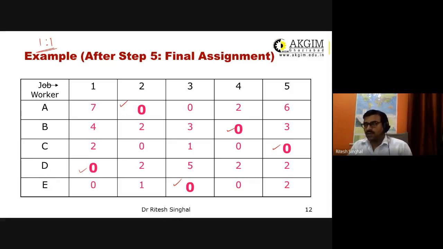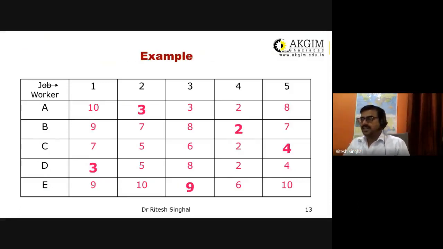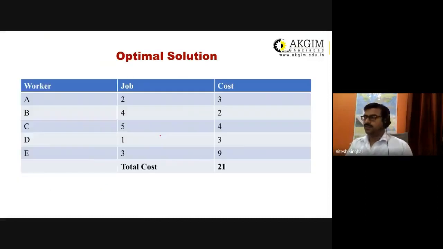Now what is the cost involved in this particular method? You can compare this allocation with the original matrix, and you can see the original matrix is having values at these places like 3, 2, 4, 3, and 9. If you add these values, your answer would be like this. Worker A is allocated to job 2. You should draw this particular matrix while showing your answer.